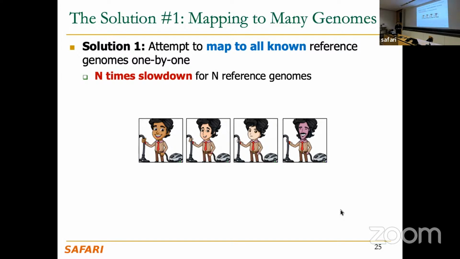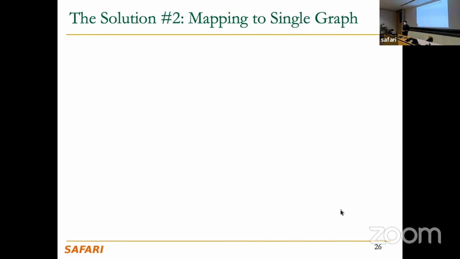But this is not necessarily a very clever solution because it is going to increase your runtime. If you are using, let's say, 4 reference genomes instead of 1, then approximately you're increasing your runtime by 4x as well, right? So you really don't want to do that unless you have a good reason for it.